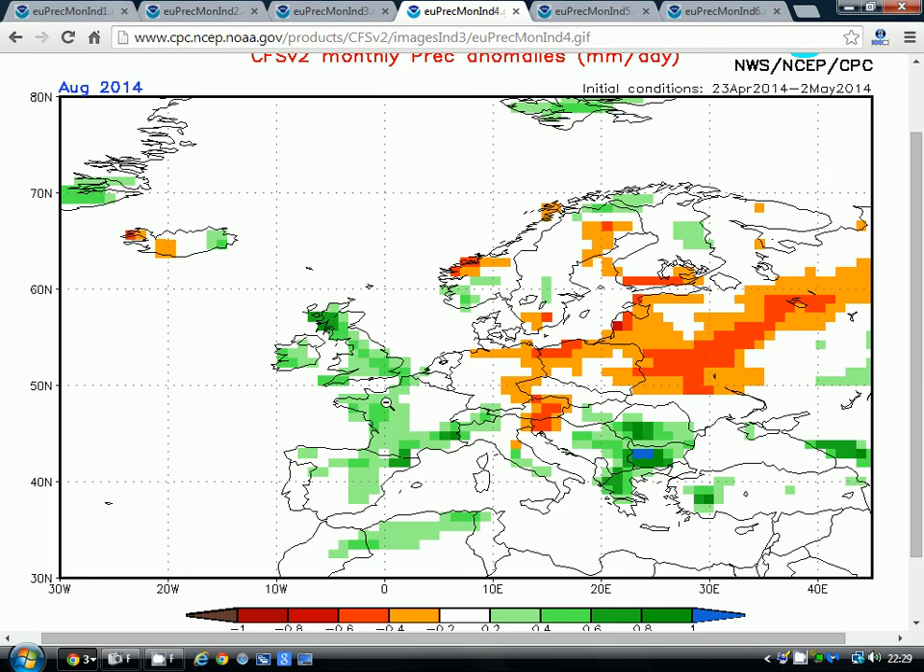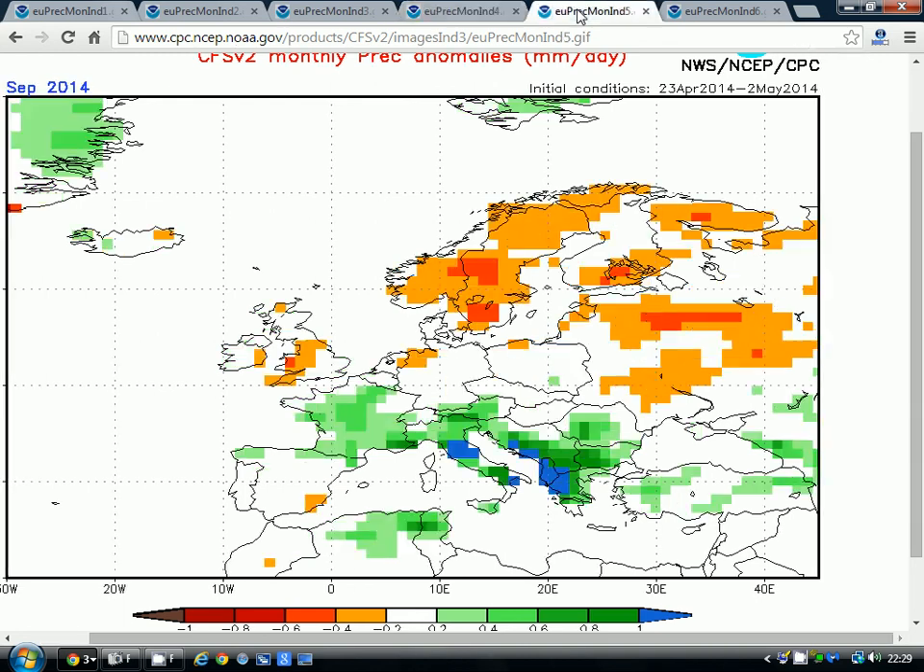This is a consistent signal from the CFS model that the first part of the summer in June isn't too bad, but this deterioration takes place through July and August, a particularly unsettled period with above average rainfall. Then things dry out as we go through to September, but it's such a long way off you can't take it seriously, but that's the idea.